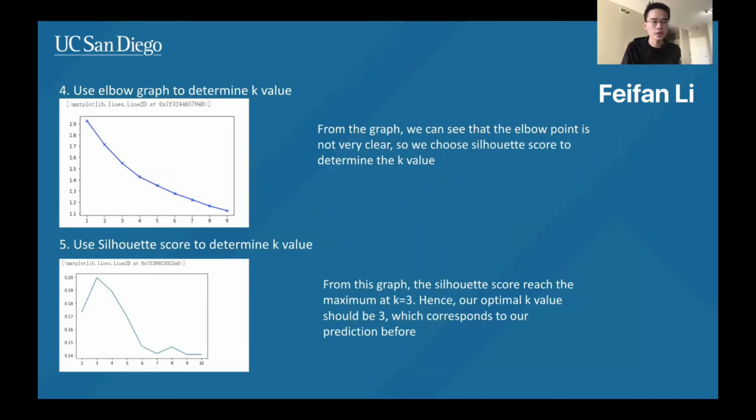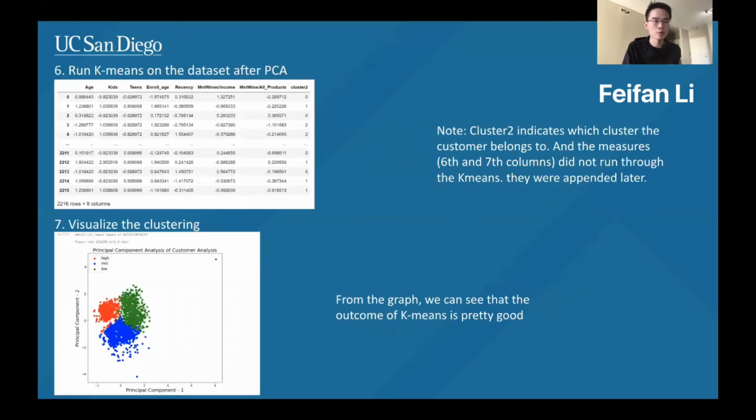Before we run the k-means, we will use the elbow graph and the silhouette score to determine the optimal K value. It turns out that the elbow graph didn't work very well, so we choose to use the silhouette score, and the optimal K value is 3. And we run the k-means and visualize it, and it turns out that the outcome is pretty good.